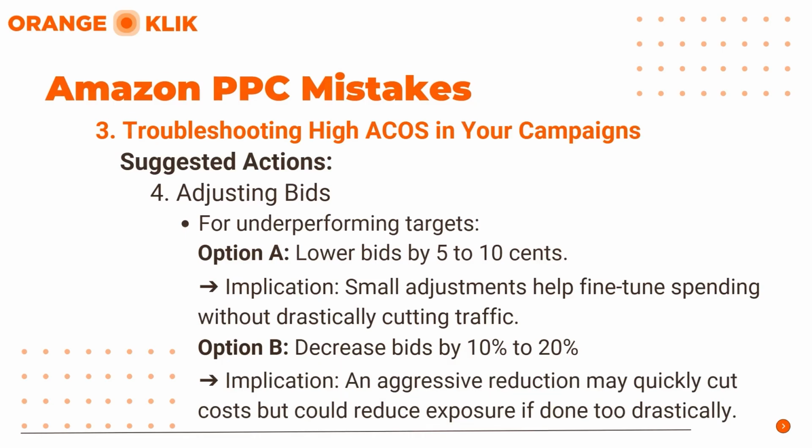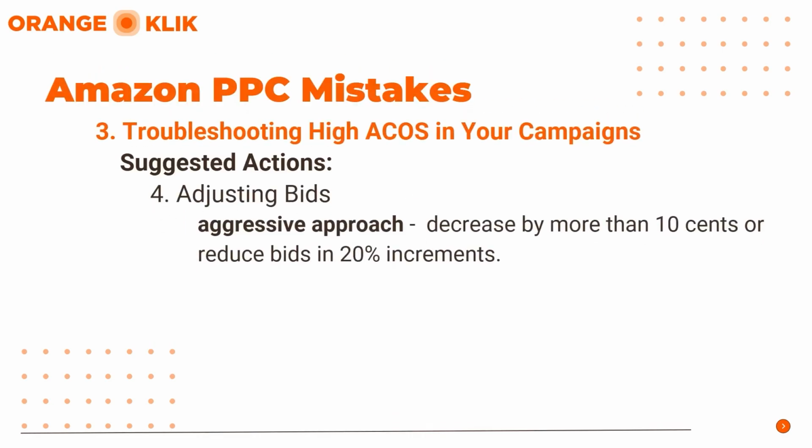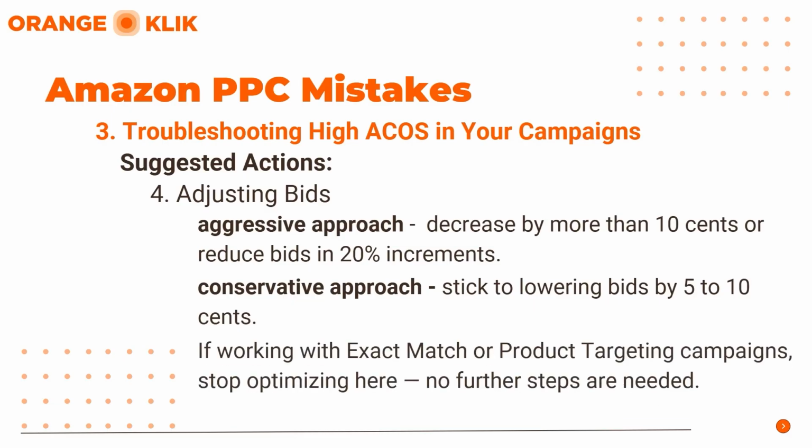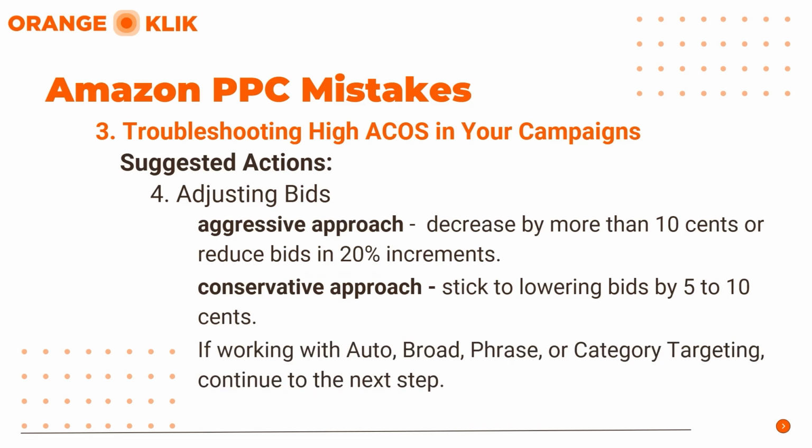For an aggressive approach, decrease by more than 10 cents or reduce bids in 20% increments. For a conservative approach, stick to lowering bids by 5 to 10 cents. If working with exact match or product targeting campaigns, stop optimizing here and no further steps are needed. But if you're working with auto, broad, phrase, or category targeting, continue to the next step.